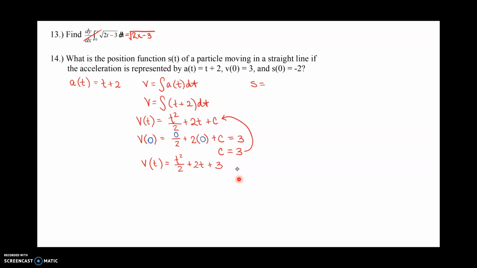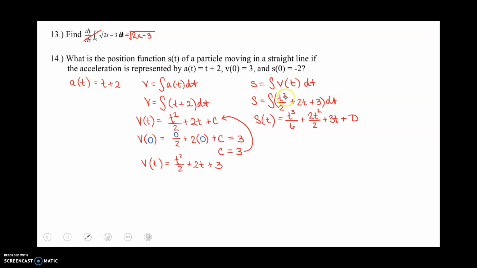All right, if they ask me, as they did on this problem, to go further and go back to the original position function, if velocity is the first derivative, then to go back to the original, I need to do the antiderivative. So if I integrate velocity, I get the position function. So I'm going to take the velocity equation that we just had, and I'm going to integrate it.